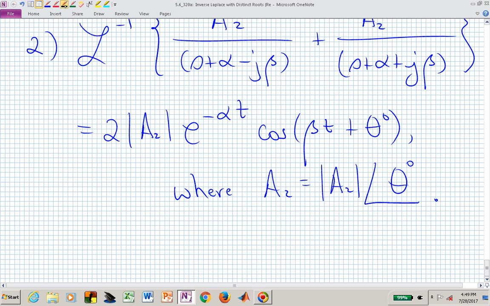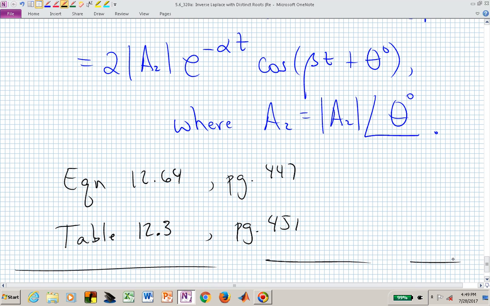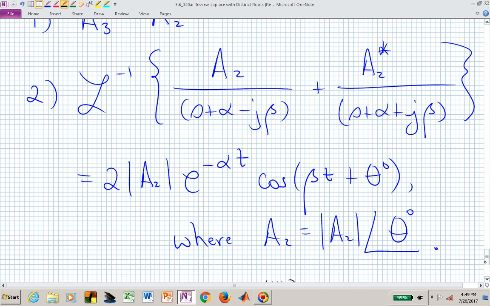And those are, hopefully, consistent now with equation 64 in chapter 12. In the 10th edition, that's on page 447. You'll also find that in table 3 of chapter 12, which is a little bit later in the book on page 451. But I hope that now gives you some confidence in your ability to inverse Laplace transform when you have distinct poles.